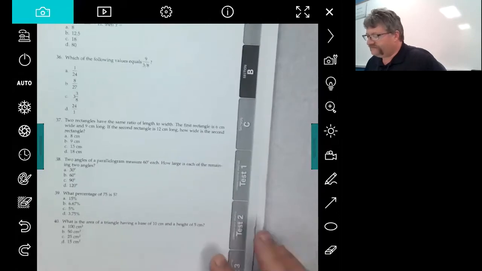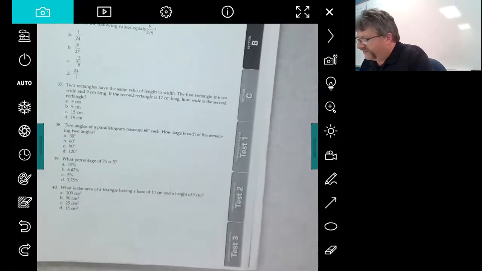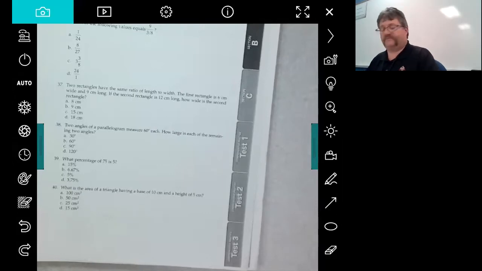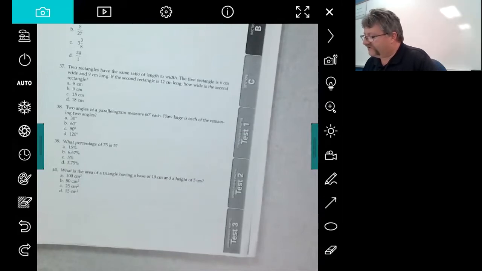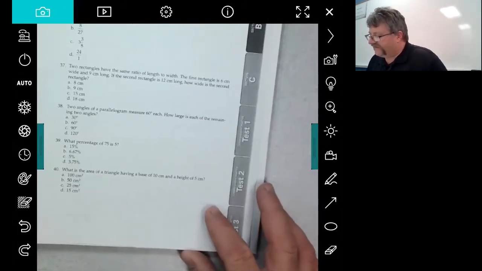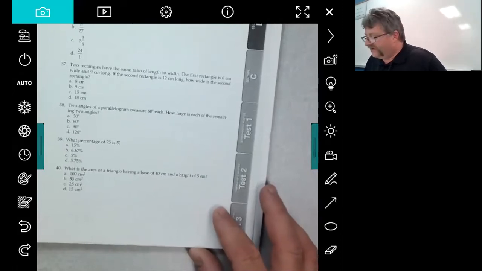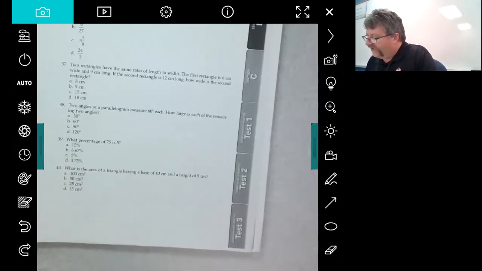Okay. 37, 2 rectangles have the same ratio of length to width. The first rectangle is 6 centimeters wide and 9 centimeters long. If the second rectangle is 12 centimeters long, how wide is the second rectangle? 38, 2 angles of a parallelogram measure 60 degrees each. How large is each of the remaining 2 angles? 39, what percentage of 75 is 5? And 40, what is the area of a triangle having a base of 10 centimeters and a height of 5 centimeters?